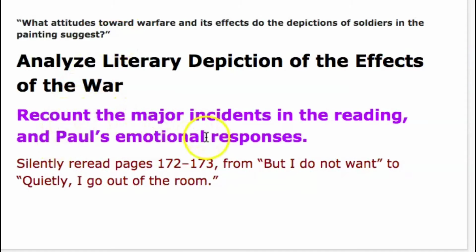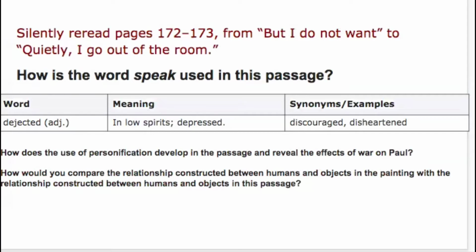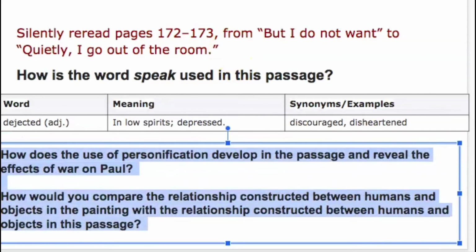Then I want you to recount the major incidents in the reading of Paul's emotional responses. Reread pages 172 through 173 and tell me what major incidents gave Paul an emotional response. Then look at that same section. How is the word speak used in the passage? The word dejected means in low spirits, depressed, or discouraged. Add this to your vocabulary journal.